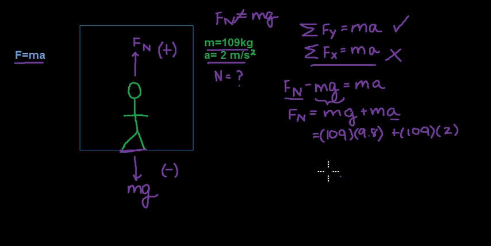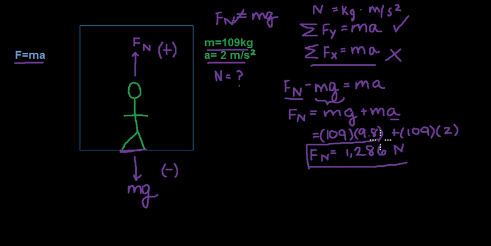And then when you go ahead and solve for that, you're going to get that the force normal is going to be equal to 1,286 newtons. And the way that you can tell if it's going to be newtons is because the force is equal to mass times acceleration, where mass is in kilograms and acceleration is in meters per second squared. And a kilogram times meter per second squared is equivalent to a Newton. So there you have your final answer with the acceleration in the upward direction, and you found your normal force.